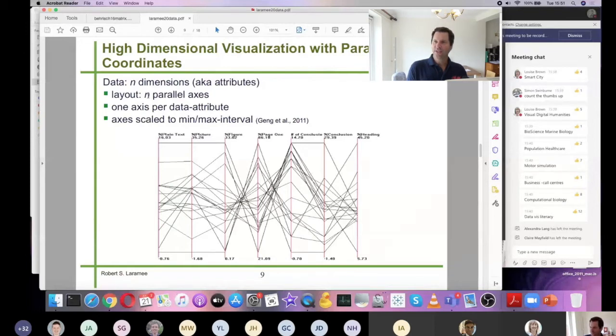These parallel axes are represented by these red edges in this image. In this image, there are 1, 2, 3, 4, 5, 6, 7 parallel axes. Each axis represents one data attribute. By the way, this is also true of Cartesian coordinates. In Cartesian coordinates, you have two axes, right? You have an x-axis and a y-axis. And that's the limitation with Cartesian coordinates. You're only allowed to have two axes.